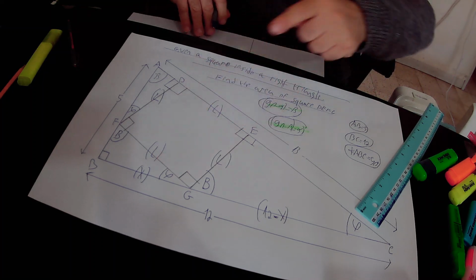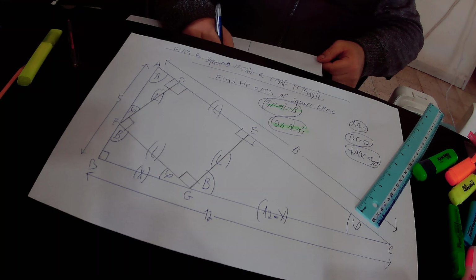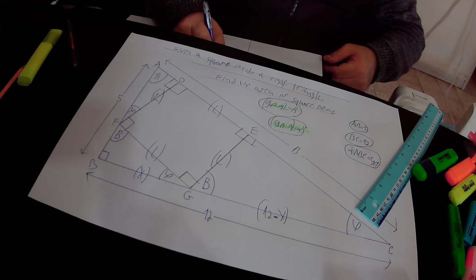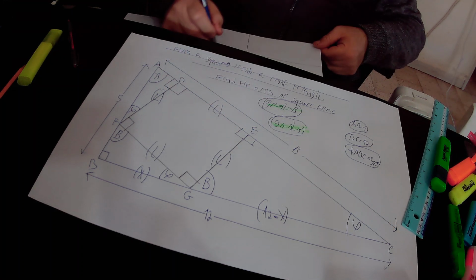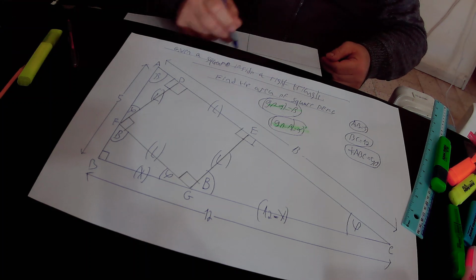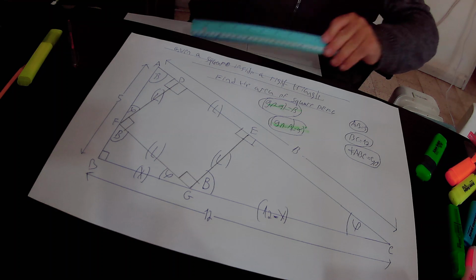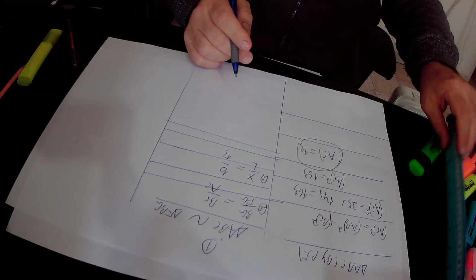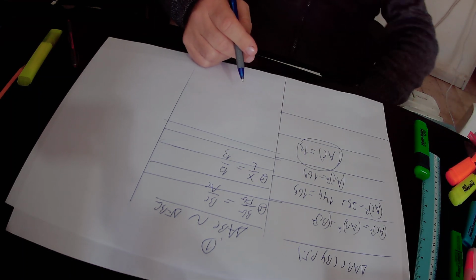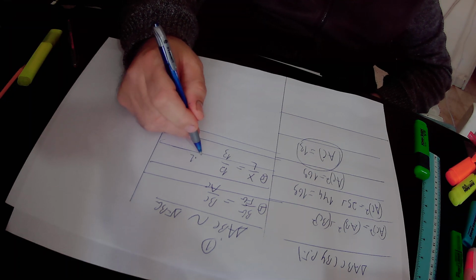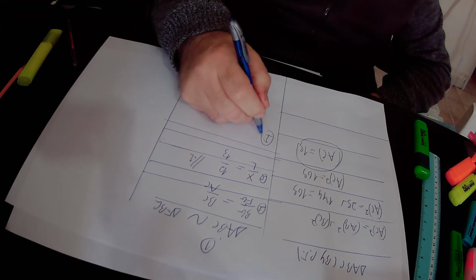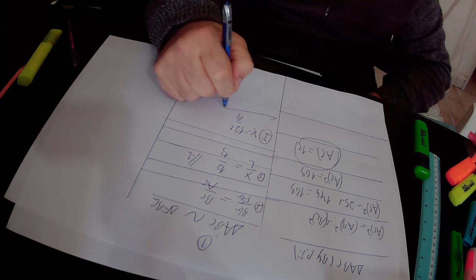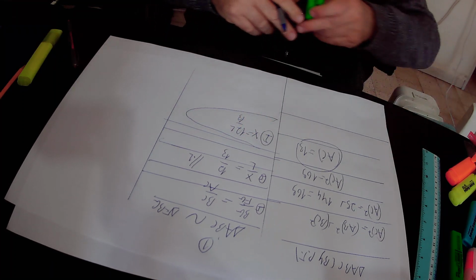BG is X over FG. FG is L. And it equals BC. BC is 12 over AC. AC is 13. In conclusion, we found out that according to equation 1, X over L equals 12 over 13. Here we multiply this equation 1 by L, and finally we get that X equals 12L over 13. So according to equation 1, X equals 12L over 13.